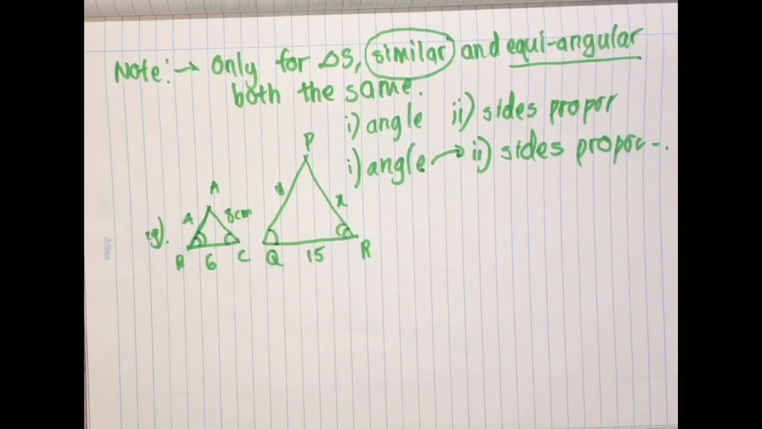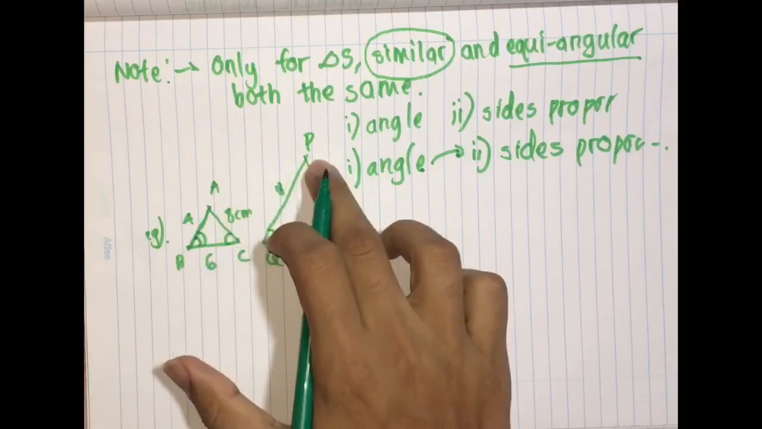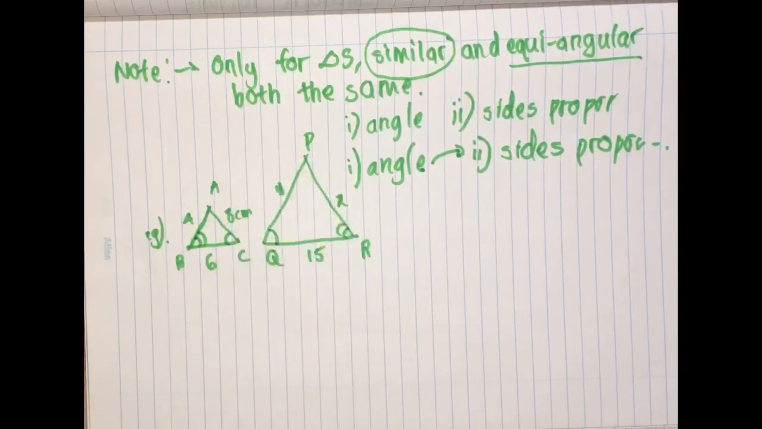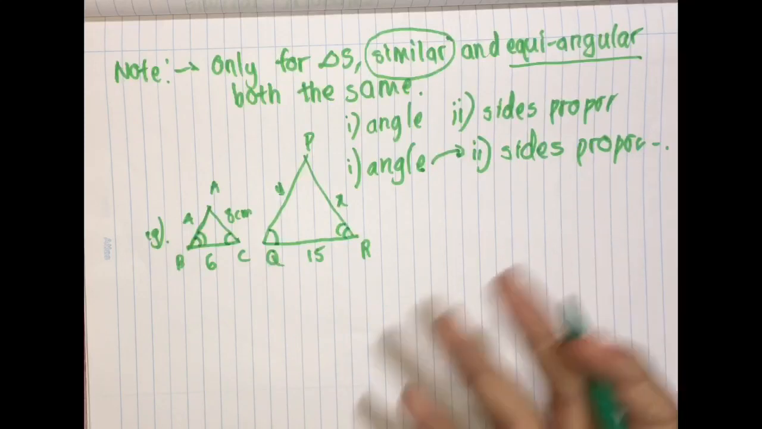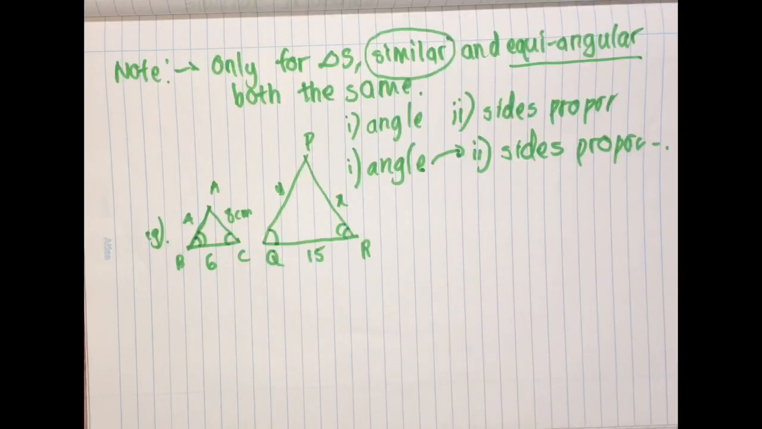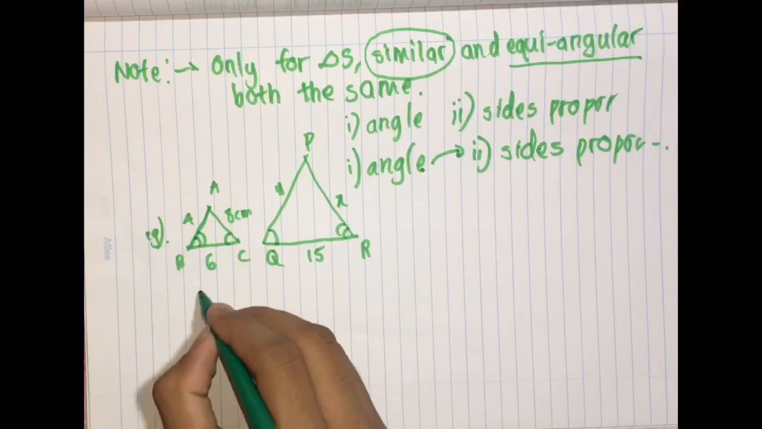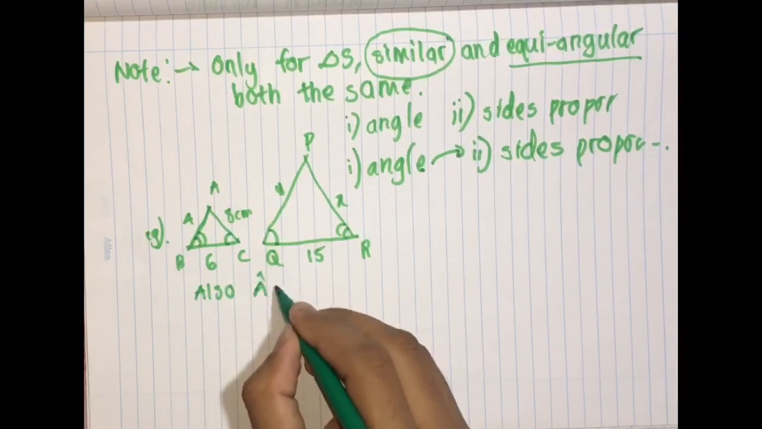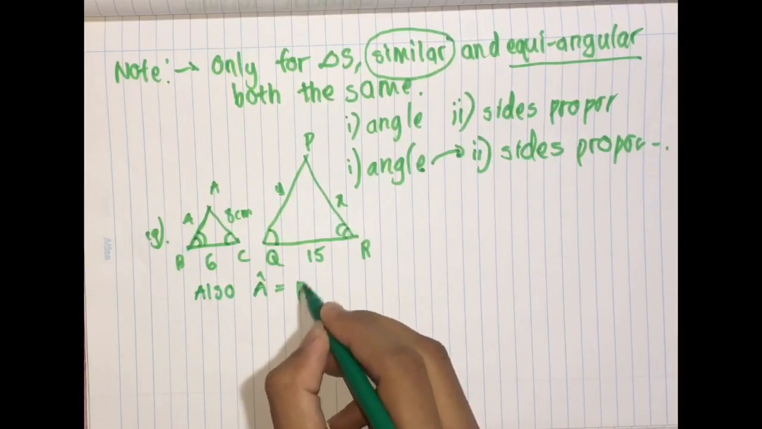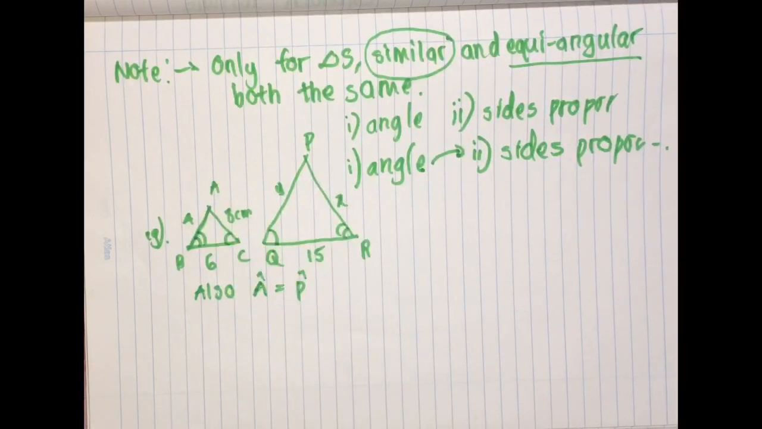Okay, now automatically, what can you say about this angle and this angle? They are also equal, because if two angles are equal, automatically the third angle will also be equal to the other third angle. Is that clear? Okay, now you can also say that angle A is equal to this angle, those two are equal. Are you clear with that part?